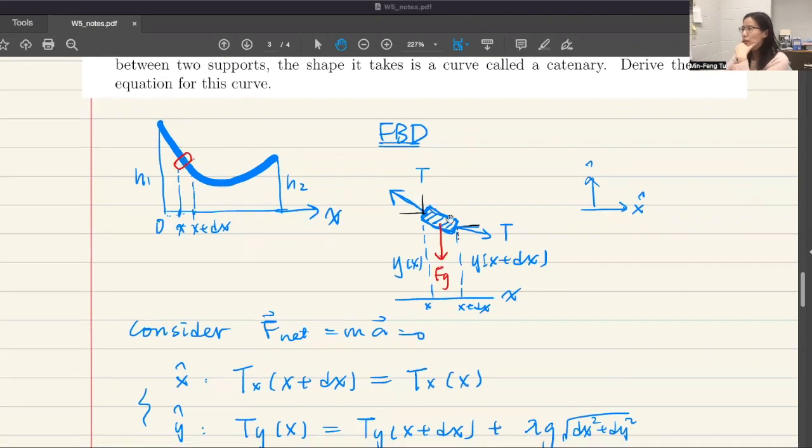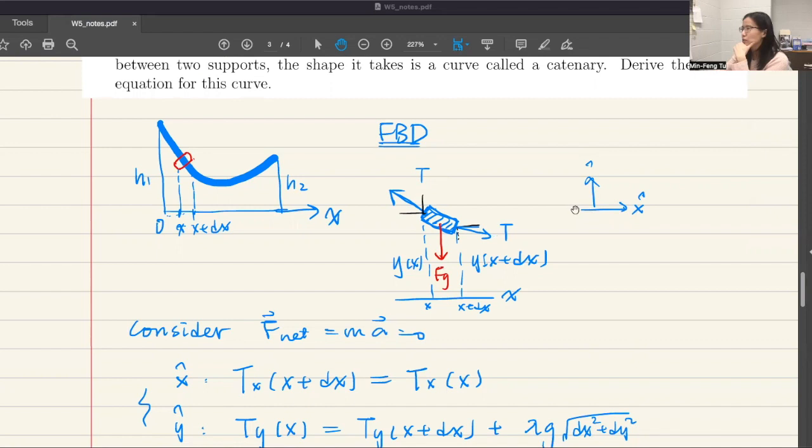And on this little part, I can see I have a tension pulling this way, and another tension pulling this way. Of course, these two tensions will be different. This will be the tension at x, and this will be the tension at x plus dx. And this little part also feels the weight going down, right?